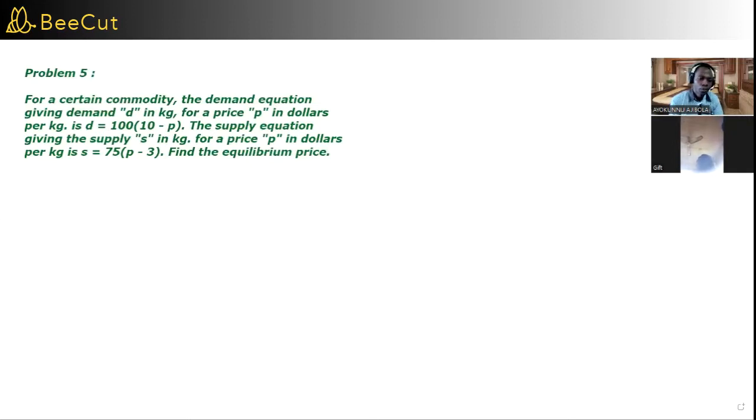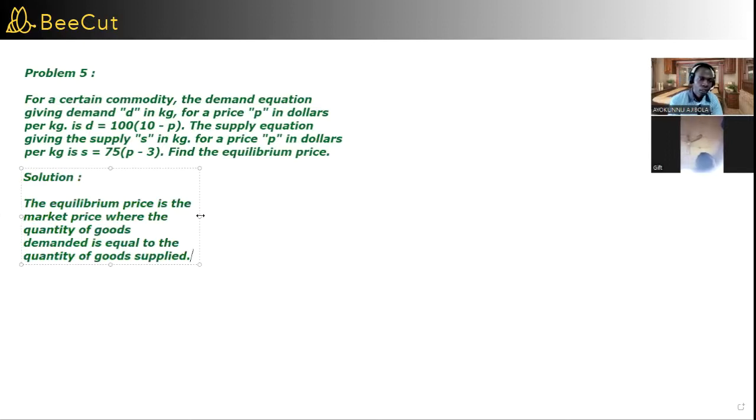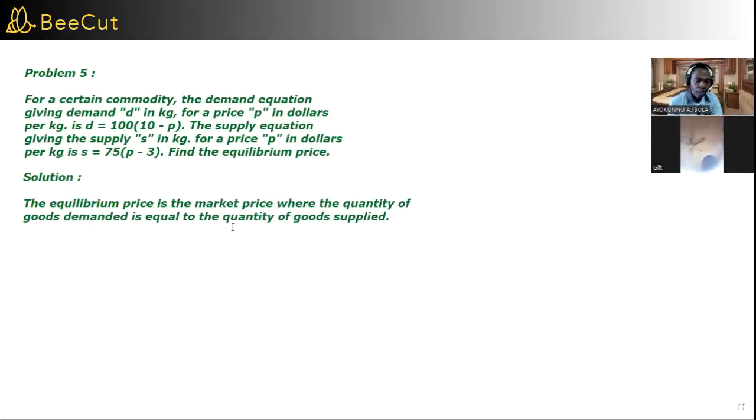To find the equilibrium price here simply means the equilibrium price is the market price where the quantity of goods demanded is equal to the quantity of goods supplied. And that is in economics. Maybe when you get to senior school, we're going to teach you that law. But even at this stage, when you're talking about quantity supplied being equal to the quantity demanded, that is equilibrium. So that price is called equilibrium price.